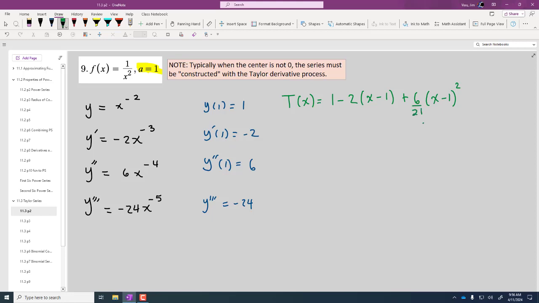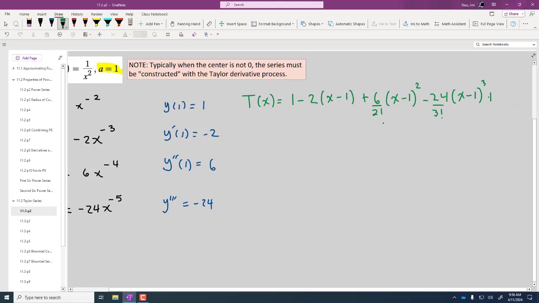And then we get to our next constant, so minus 24 times (x minus 1) raised to the 3rd power, and then we divide by 3 factorial. To indicate that it's a series, we put the plus dot dot dot. If we didn't have the plus dot dot dot, that would be p sub 3. We don't want p sub 3, we want the series. There's our Taylor series.